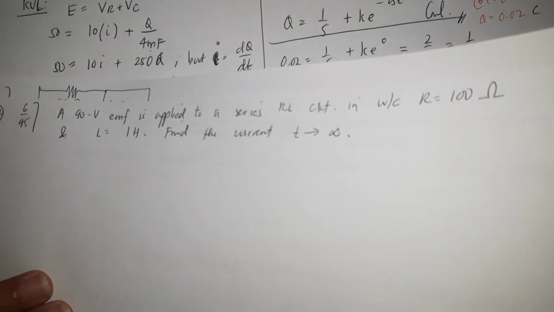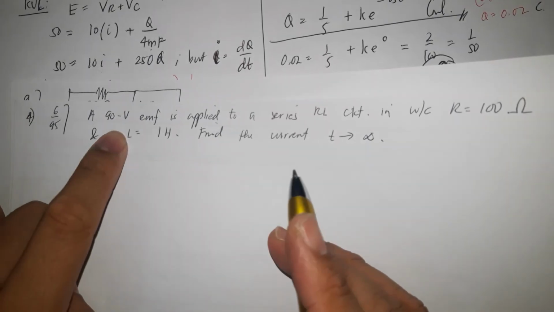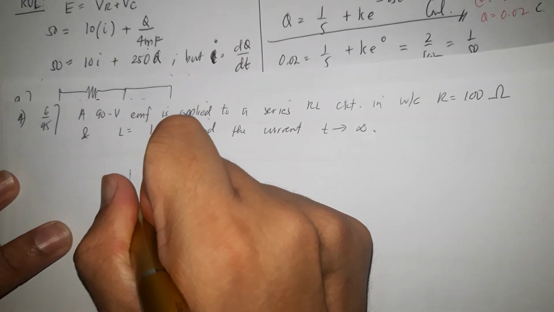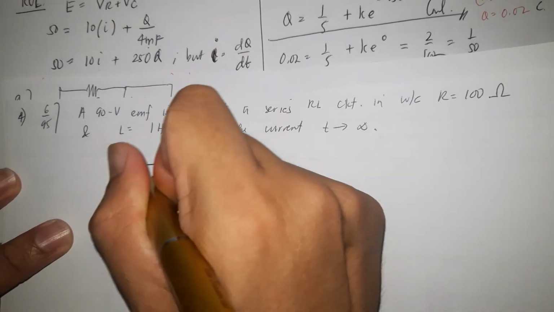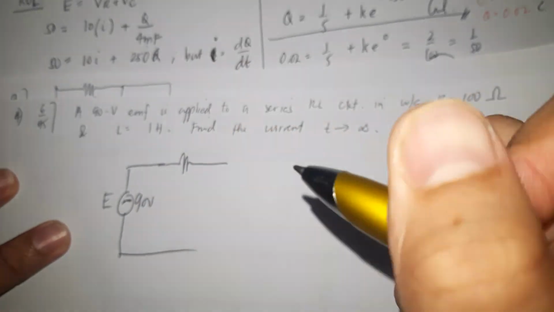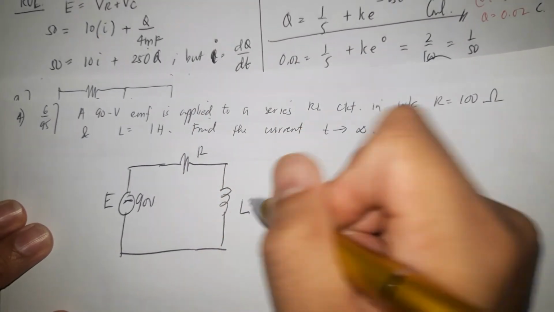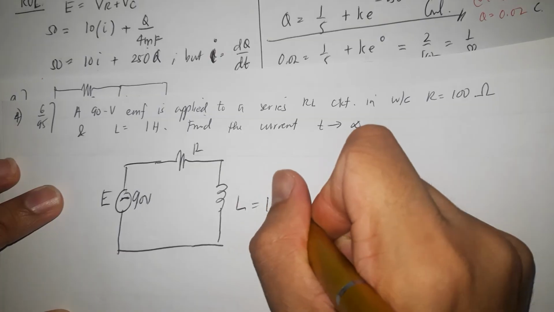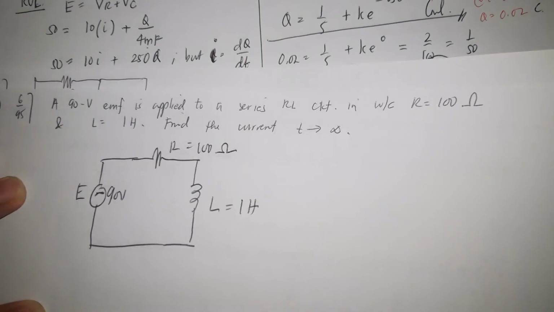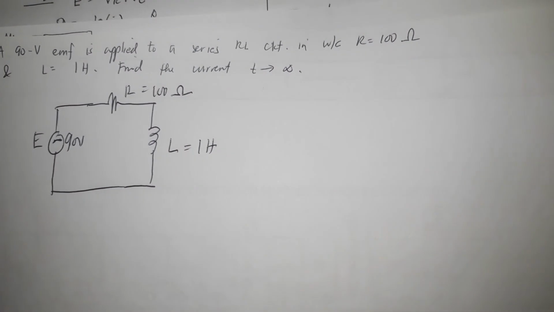Okay, example number 4. Let me answer number 6, page 95. It is said there that a 90 volt EMF is applied to a series RL circuit. So we have a 90 volt source and an RL circuit, with R and L. L is 1 Henry and the resistor is equal to 100 ohms. Find the current at time t approaching infinity.